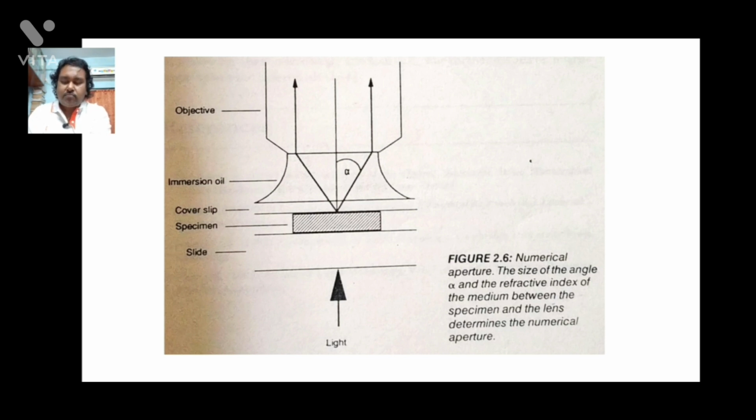And another thing is, you will not be able to make more than a 100x objective. In the next part, I will discuss this.